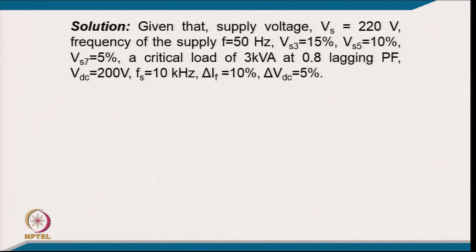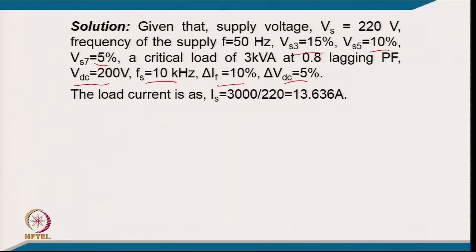Given that the supply voltage Vs is 220 volt, frequency of supply 50 hertz, and the third harmonic Vs3 is 15%, Vs5 is 10% and Vs7 is 5%. A critical load of 3 kVA at 0.8 lagging power factor is used and the DC link voltage of the series active filter is 200 volt, switching frequency 10 kilohertz and the filter ripple current 10%, with the DC link voltage deviation permitted during dynamics 5%.